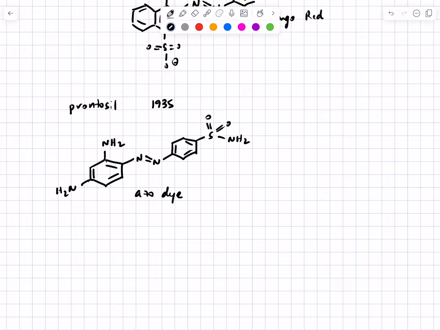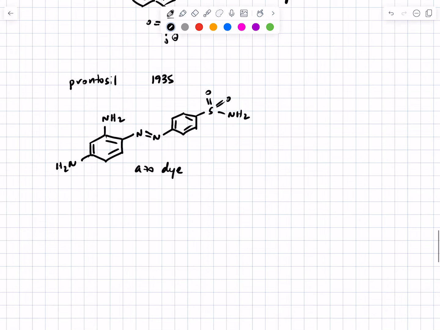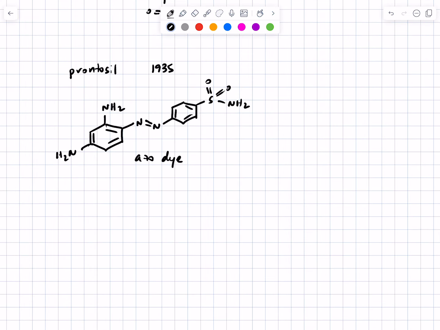There are ways to do chemical research that's safe now, but this led to a whole field of antimicrobial, antibacterial drugs, and only 4 years later, in 1939, he won the Nobel Prize in Physiology and Medicine.